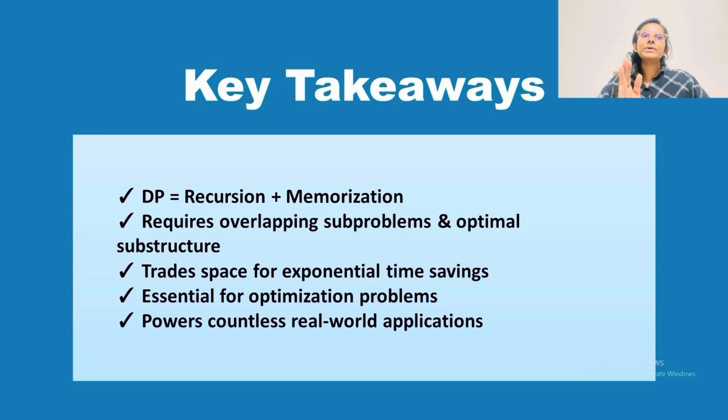Let me leave you with 5 key takeaways. First, dynamic programming equals recursion plus memoization. This simple addition transforms exponential problems into polynomial solutions. Second, remember the two requirements, overlapping subproblems and optimal substructure. Both must be present. Third, understand the trade-off. Dynamic programming trades space for time. And in the modern world, this is almost always worthwhile.